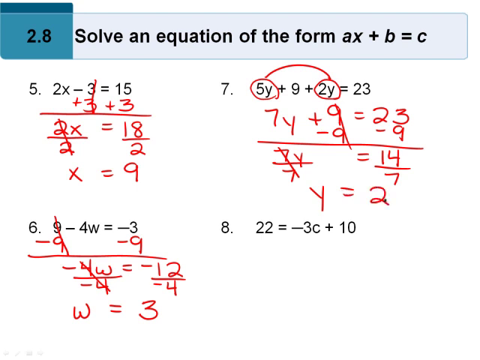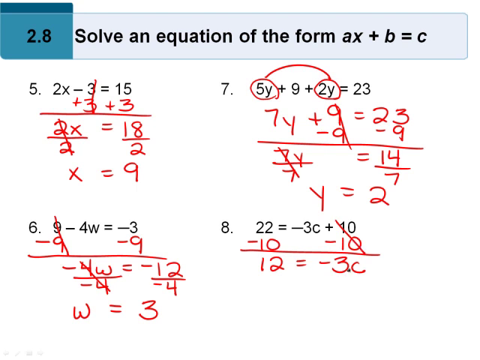All right, let's look at number 8. We have 22 equals negative 3c plus 10. So don't mess with the negative 3. That's with the variable. So we're going to get rid of that 10. So first, subtract 10 from both sides. So that's going to give me 12 equals negative 3c. That comes down. 10's are canceled.